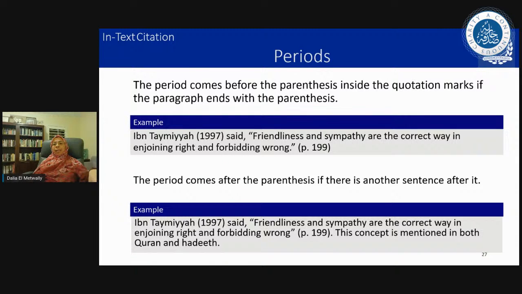However, if there's a second sentence that comes after it, we're going to put the period outside the parentheses and outside the quotation marks. Now, the same applies for a comma. If I've got the rest of a sentence here, I'm not going to put the comma inside the quotation marks. However, if I do not have parentheses with a page number, let's say it's something that doesn't have a page number, then I'm going to put the comma inside the quotation marks.